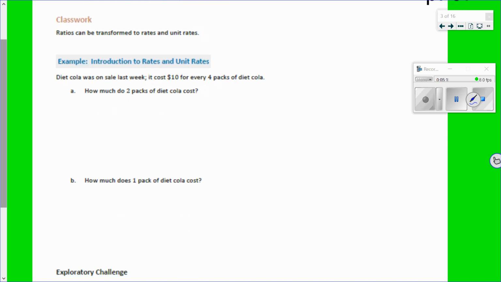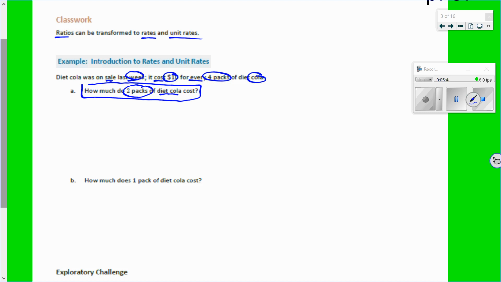Here's what we're doing. Ratios can be transformed to rates and unit rates. So we're going to start with a relatively easy example to let you guys kind of see the process. So Diet Cola was on sale last week. It cost $10 for every 4 packs of Diet Cola. How much do 2 packs of Diet Cola cost? I'll be honest, most of you can probably already give me that answer. That's awesome, but let's look at the process that we go through so that as the numbers get harder, you'll be able to do this.